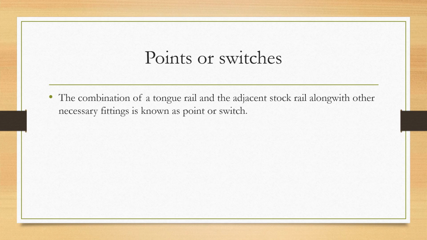Split switches. In this type of switch, a pair of tongue rails is combined with the stock rail. This type of switch provides more lateral rigidity to the turnouts. It can be used on tracks for trains running at high speed. Split switches are mostly used these days.